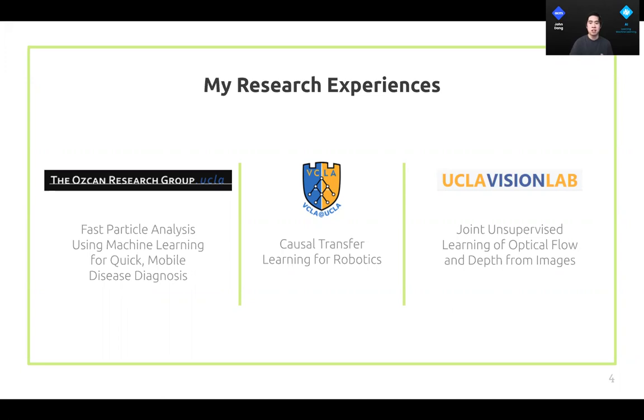And finally, a lab that I recently joined was the UCLA Vision Lab. Currently, I'm working on a project called Joint Unsupervised Learning of Optical Flow and Depth from Images, which is kind of a mouthful. It's basically a computer vision task. I'm going to talk a bit about this later when I talk more about what exactly computer science research is. So stay tuned for that.